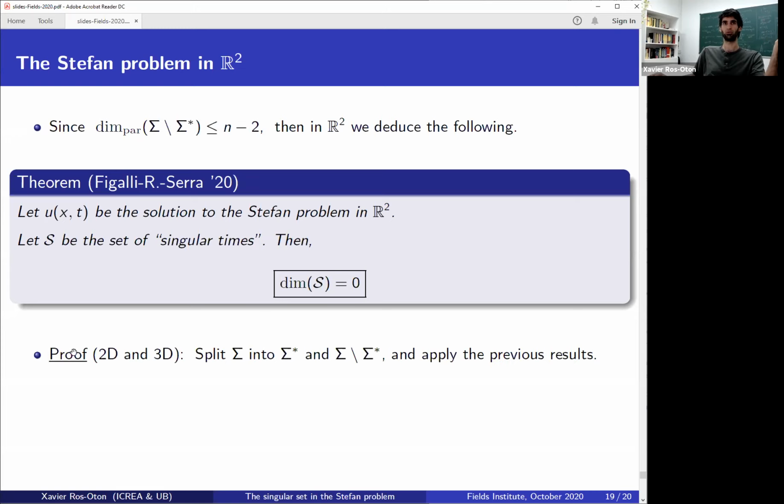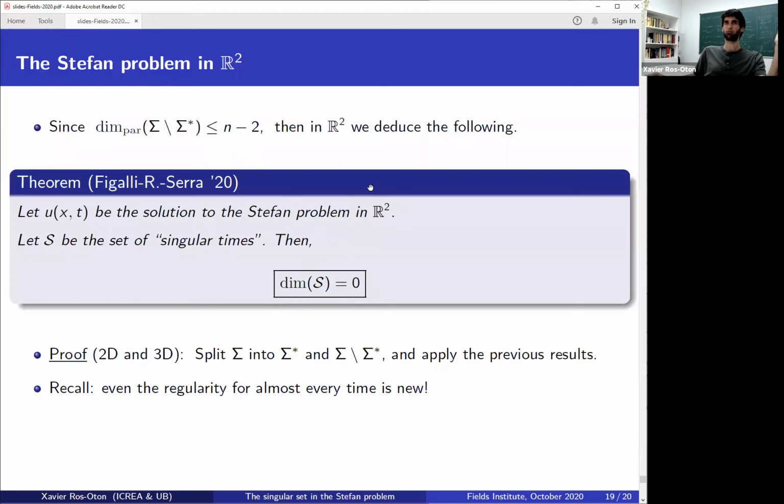So basically the proof in 2D and 3D is you split sigma into sigma star and sigma minus sigma star, and then you apply the previous results. The first piece, sigma star, has projection of dimension 0. And then this second piece has projection of dimension n minus 2 over 2. In 3D, you get the 1/2. In 2D, you get this 0. And that's it.